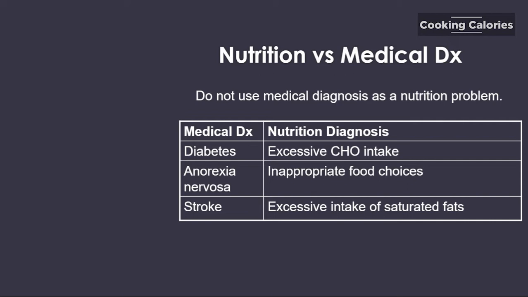Now, if your patient is diagnosed with anorexia nervosa, you cannot also write anorexia nervosa, but you can write inappropriate food choices. But then again, it will still depend on your assessment of your patient. And the last example, if your patient was brought to the hospital because of stroke, you can use excessive intake of saturated fat. Again, this depends on your assessment. The point is, do not use a medical diagnosis for your nutrition problem.